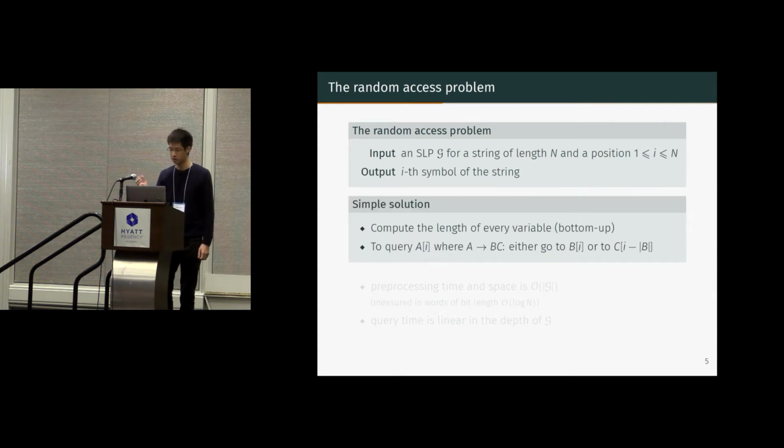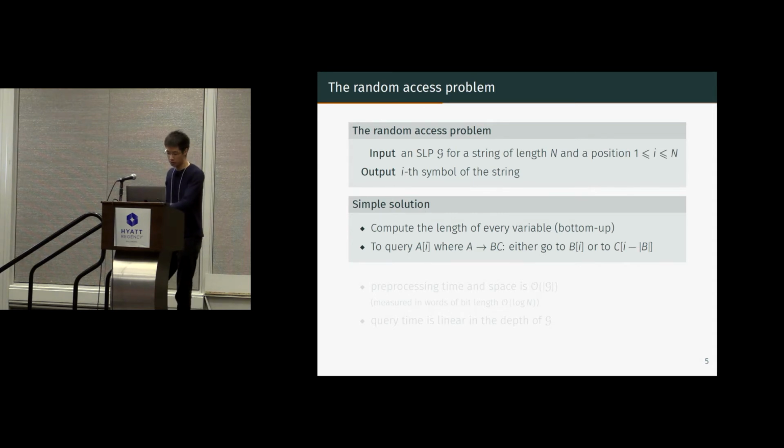So there's a very simple solution, which does the following. Well, first, we want to compute the length of every variable. And we can do this in linear time in a bottom-up fashion. We know the terminal variables have length 1. And if we have a rule of the form A goes to BC, then we simply sum up B and C's length to get the length of A. And then to query the ith position in some variable A, we look at the rule, let's say A goes to BC, and because we know the length of B and C, we know where to go next. So either we go to the ith symbol of B, or we go to the (i minus |B|)th position of C.